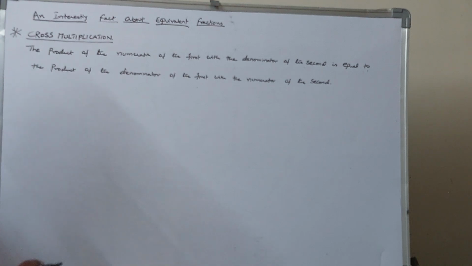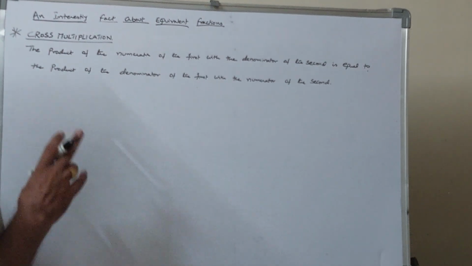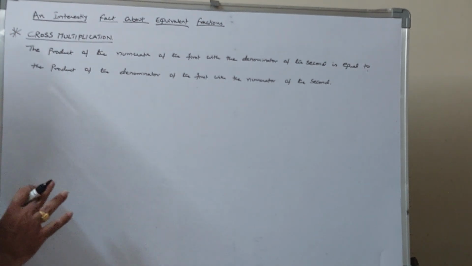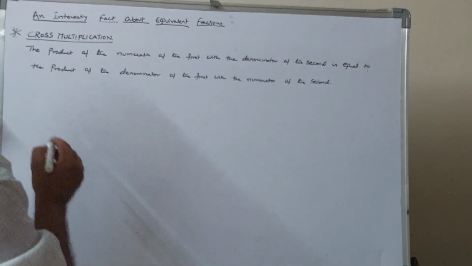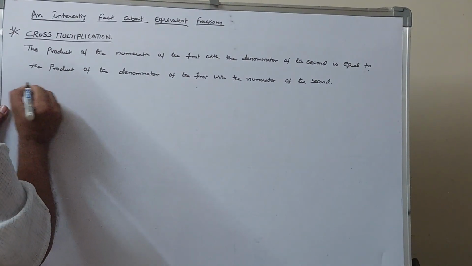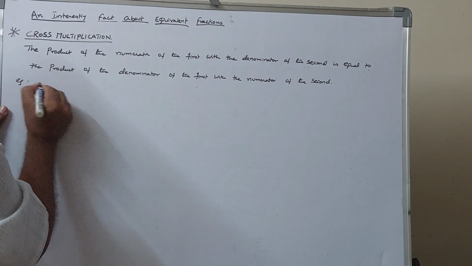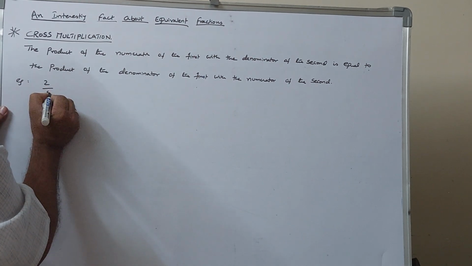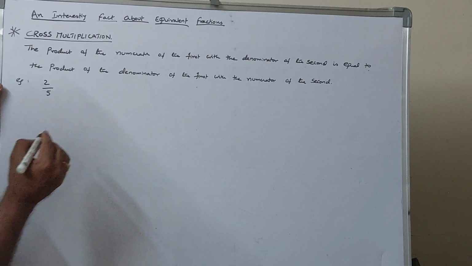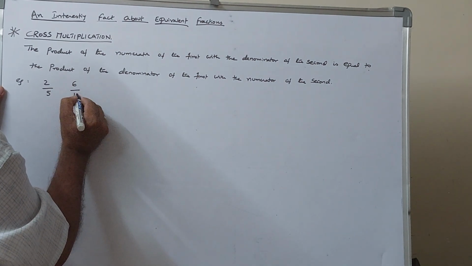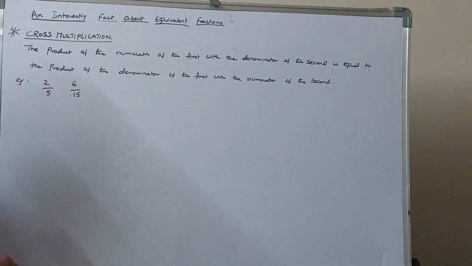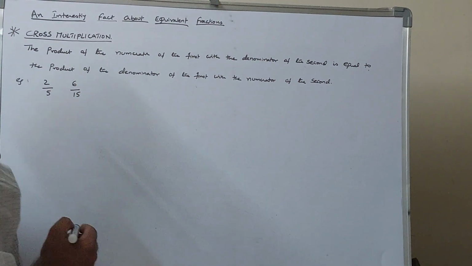Cross multiplication is very useful in algebra everywhere. So understand this one. The product of the numerator of the first with the denominator of the second is equal to the product of the denominator of the first with the numerator of the second. See example, 2 by 5 and 6 by 15. Example is there. You see there are two fractions.